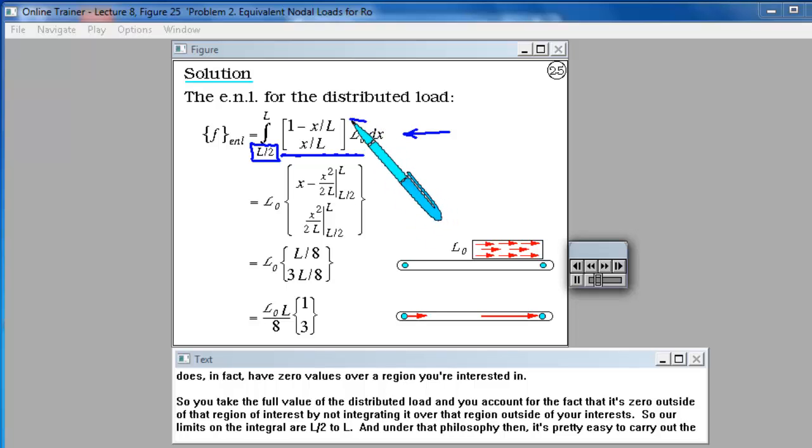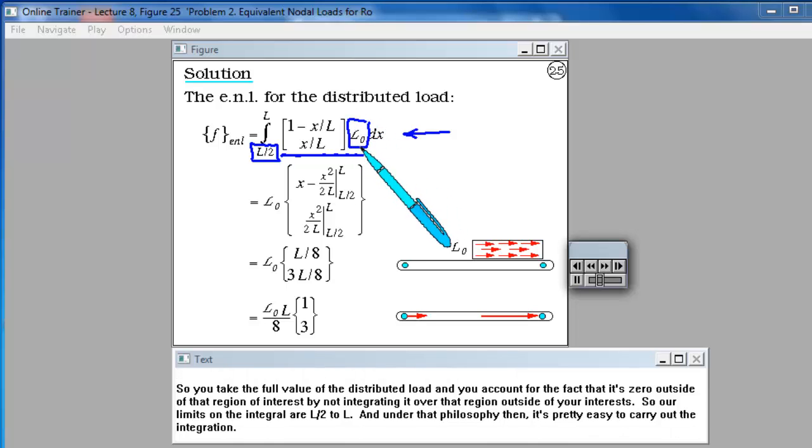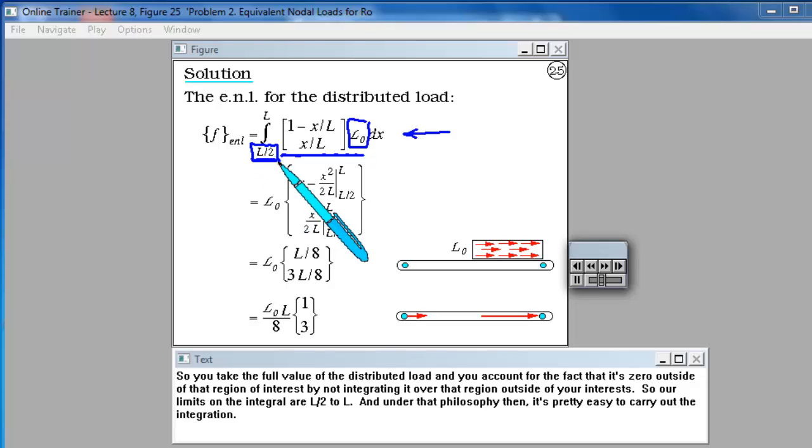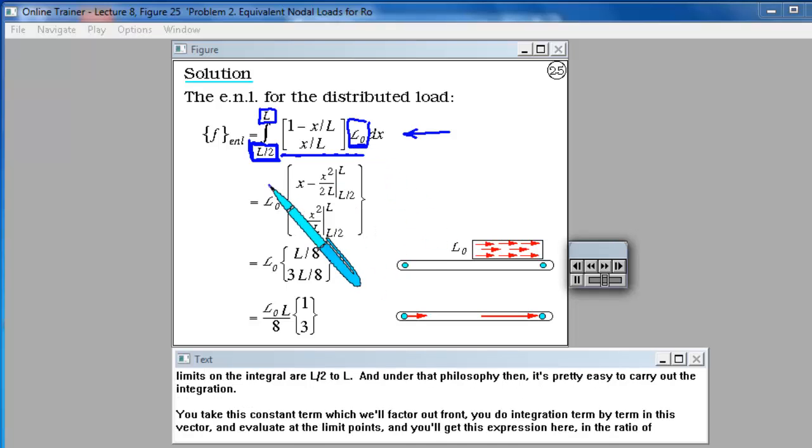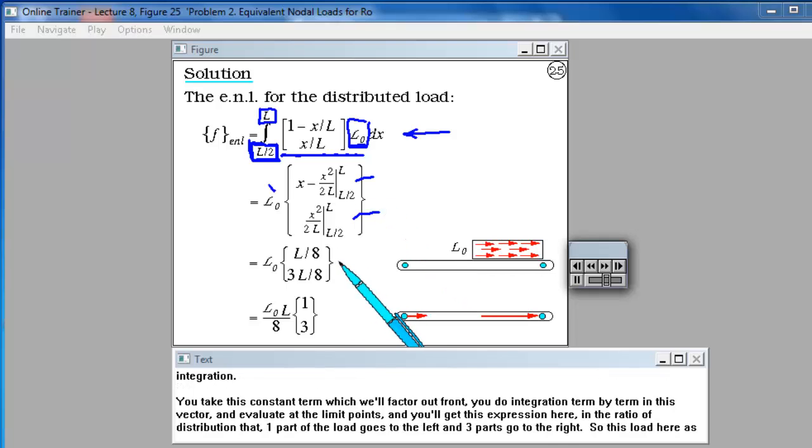So you take the full value of the distributed load and you account for the fact that it's 0 outside of that region of interest by not integrating it over the region outside of your interest. So our limits on the integral are L over 2 to L. And under that philosophy, it's pretty easy to carry out the integration. You take this constant term, which will factor out front. You do integration term by term in this vector and evaluate at the limit points, and you'll get this expression here.